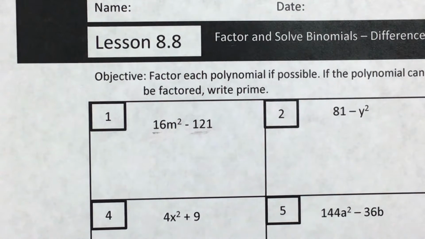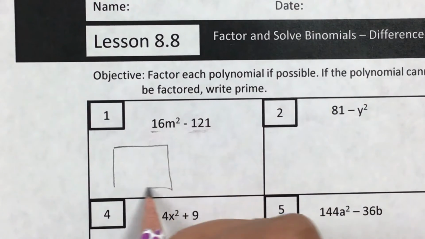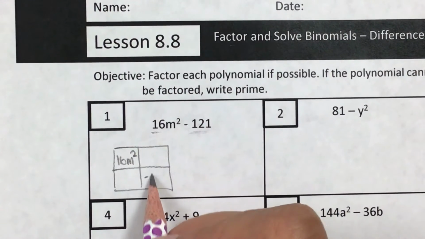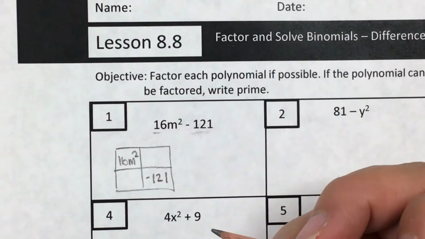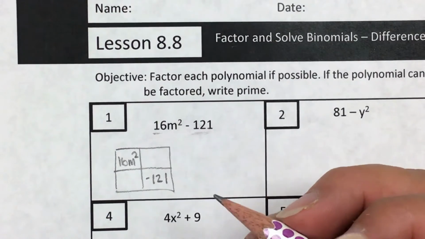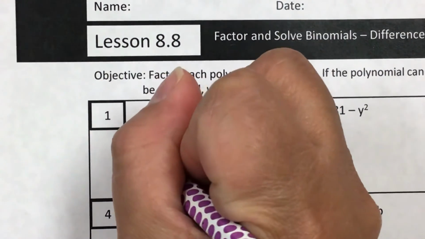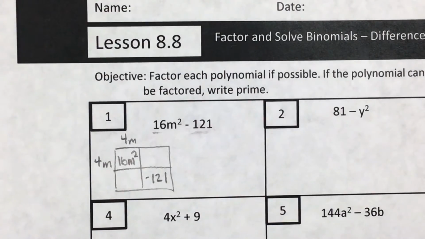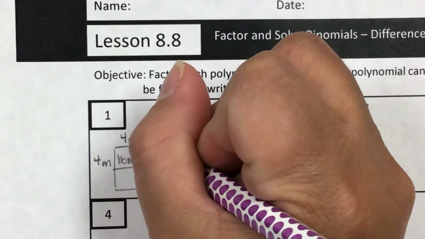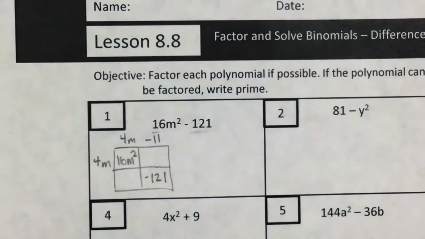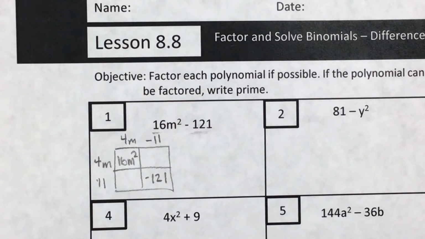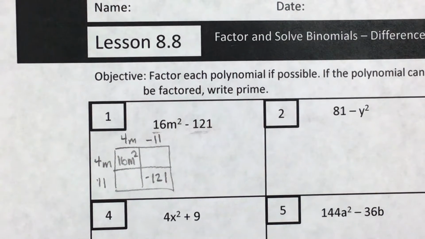We can do this the exact same way we've been doing this. Making a box, rewrite the 16m squared here, and the negative 121 here. But this one is actually a little bit easier because we're going to work outside of the box already. Because I know this has to be 4m and 4m, because that's the rule for perfect squares. Since this is a negative 121, one of these factors will be a negative 11, and the other one will be a positive 11. So if you don't like this new method, we can still do the same old method.